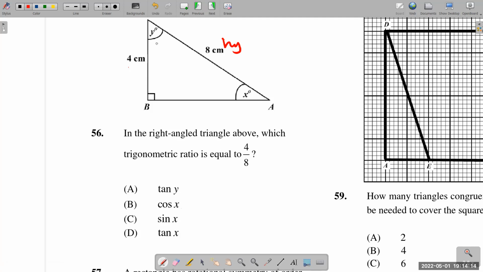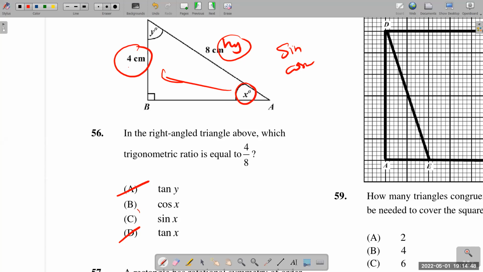So I want everybody to try this one for me. What we should know is it could never be A, it could never be D. Everybody see that? Because it uses the hypotenuse. So it must be either sine or cosine. Which one? Excellent. It must be sine x, because sine x would tell us opposite over hypotenuse, right? And obviously 4 is the opposite. So it must be sine x.